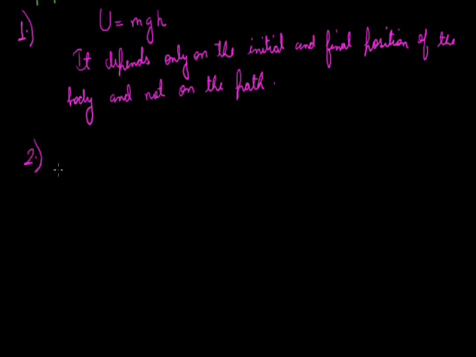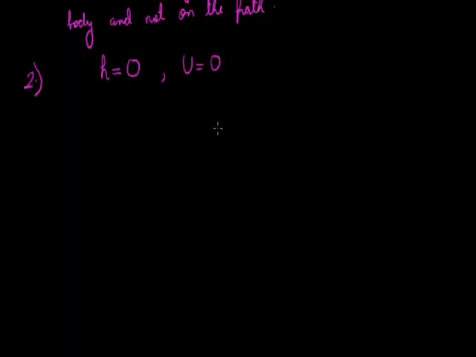Next point, if we want to calculate this gravitational potential energy on the surface of Earth, then height, that is h, will be equal to 0. It implies that energy will be 0. So, at the surface of Earth, gravitational potential energy of a body is 0.